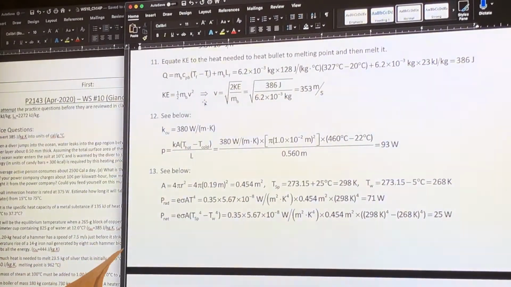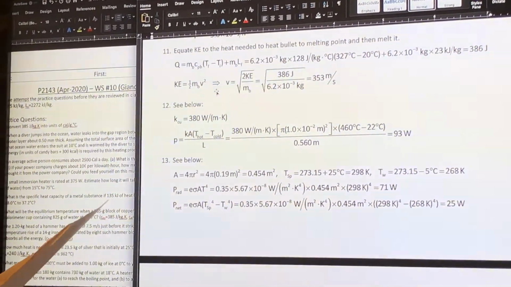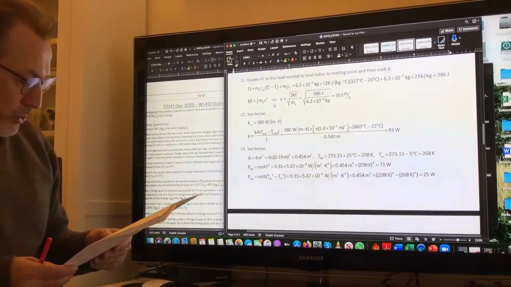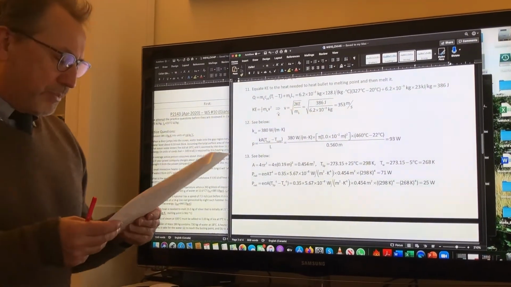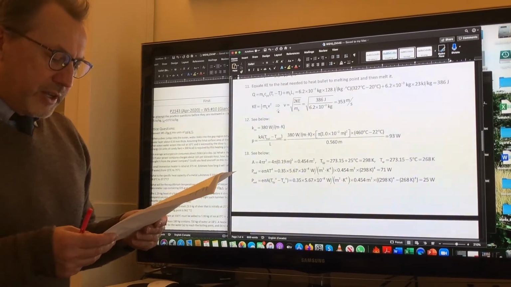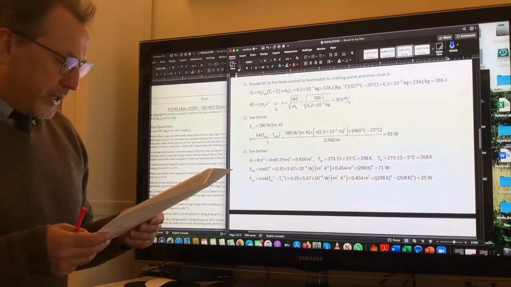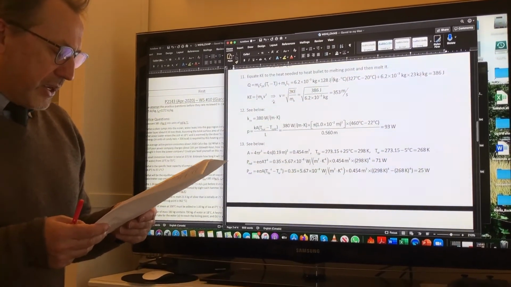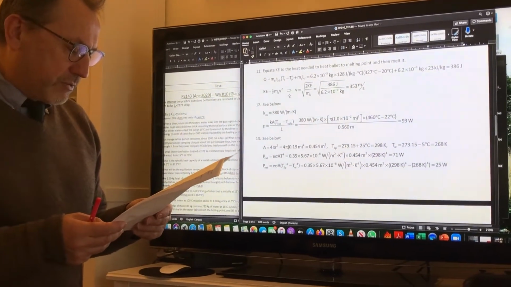Okay, question 12. One end of a 56 centimeter long copper rod with a given diameter is kept at 460 degrees centigrade, and the other is immersed in water at 22 degrees centigrade. Calculate the heat conduction rate along the rod.